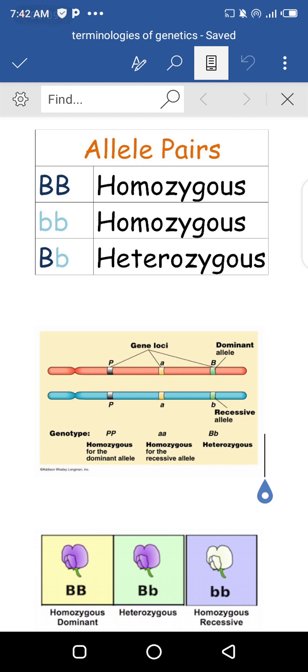Today we will discuss the different terminologies which are used in genetics. The first terminology which is used in genetics, we can say, we are starting from the alleles. This is the first term which is used in genetics.